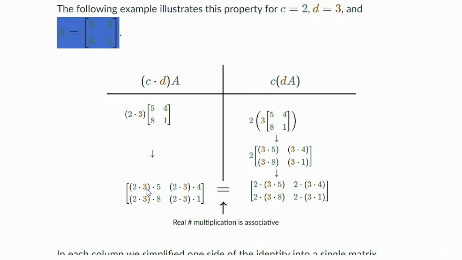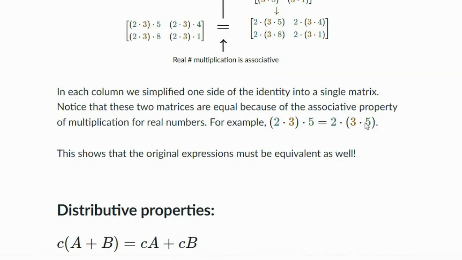So over here where we had 6 times 5 was 30, here we have 2 times 15, which is also 30. Here we had 6 times 4, which is 24. Here we have 2 times 12, which is 24. 6 times 8 was 48, 2 times 24. 6 times 1 or 2 times 3. It works the same. The property works the same with matrices as 2 times 3 times 5 being the same as 2 times 3 times 5.